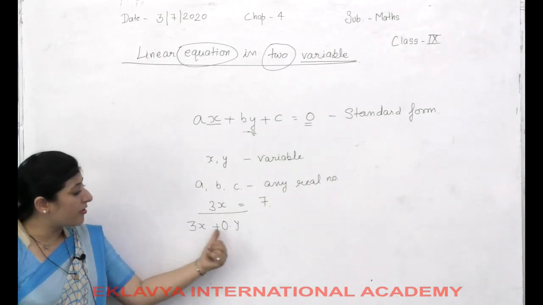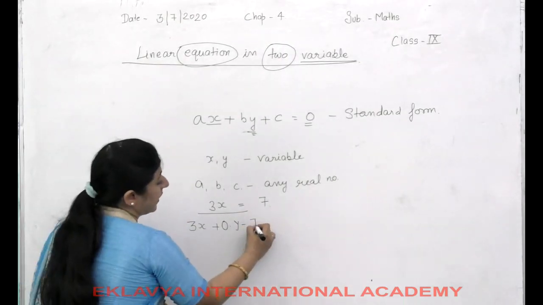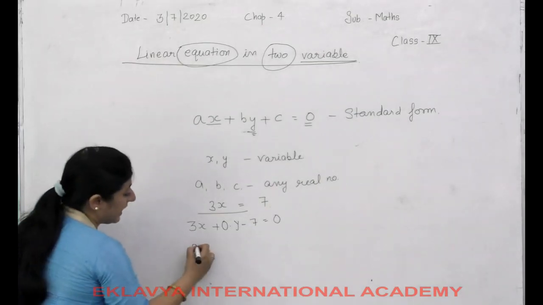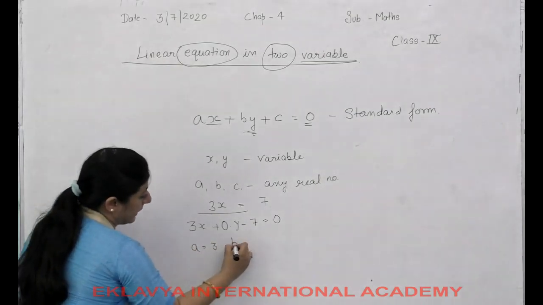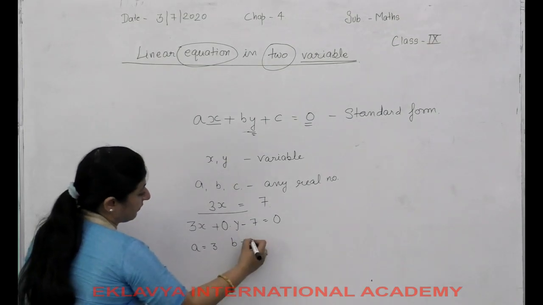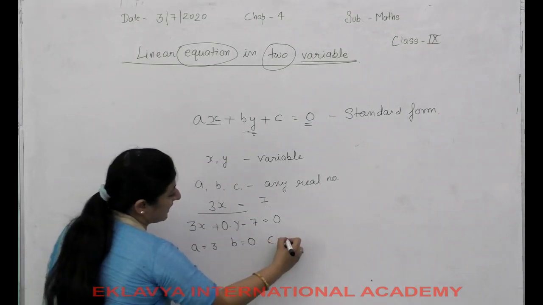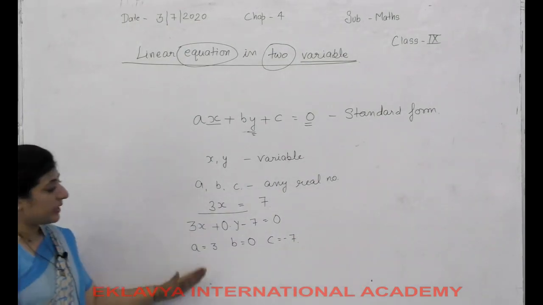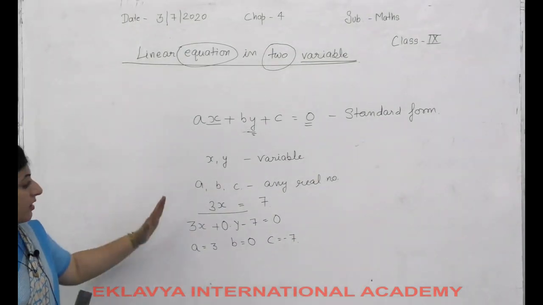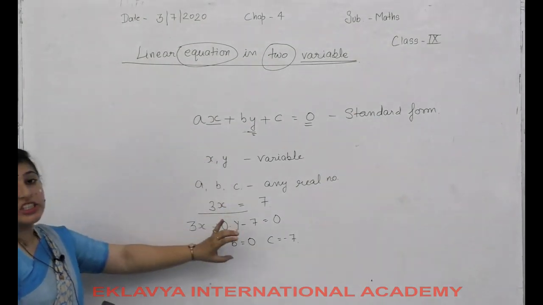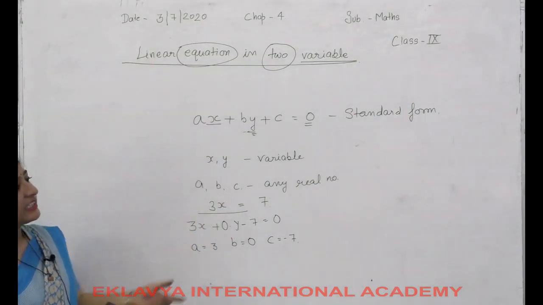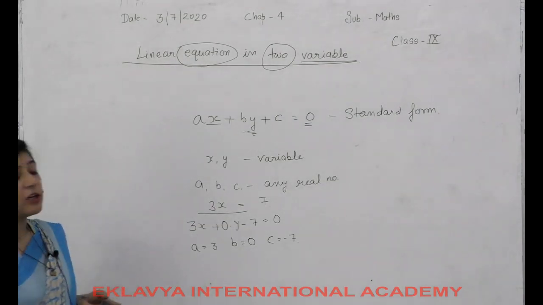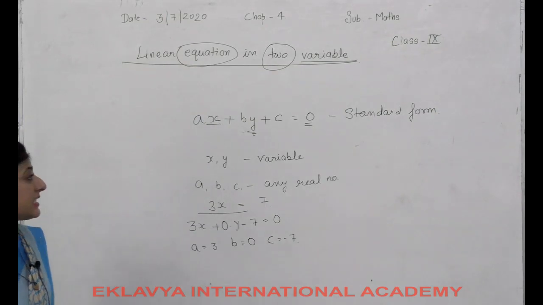But now our equation becomes in two variables. Now find out the value of a, b and c. A is equal to 3, b is equal to 0 and c is equal to minus 7. This way we can represent any equation in the standard form of linear equation in two variables, and then we can find out the value of a, b and c.